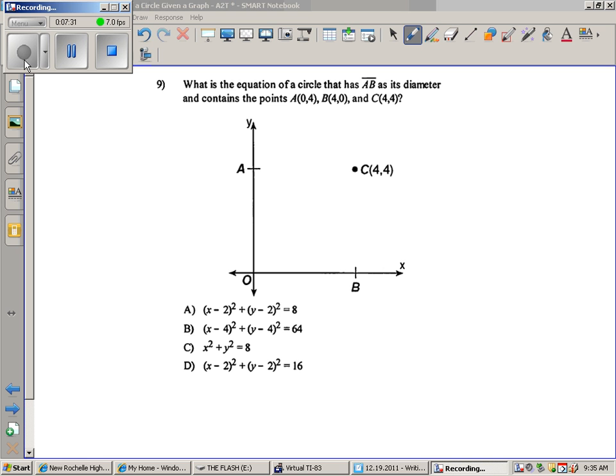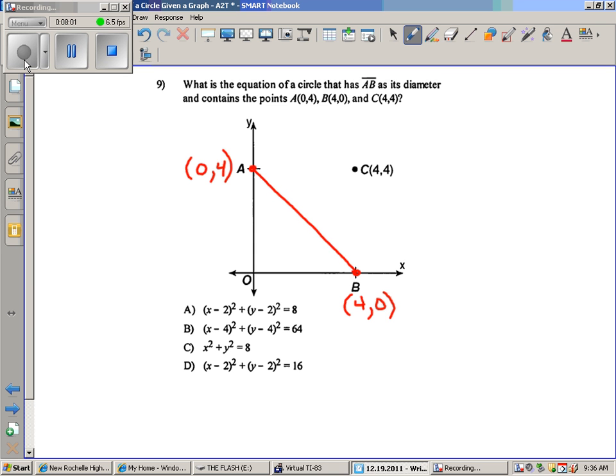Well, let's take a look. AB is its diameter, right? So here's A and here's B. The question is what are their coordinates? They're not even listed on there. And if this was a Regents question, you couldn't answer that. So how can you take this piece of information, C over here, and try and figure out what A and B are? B is going to be 4, 0, and A is going to be 0, 4. There you go. So now we've got our line going this way, right?